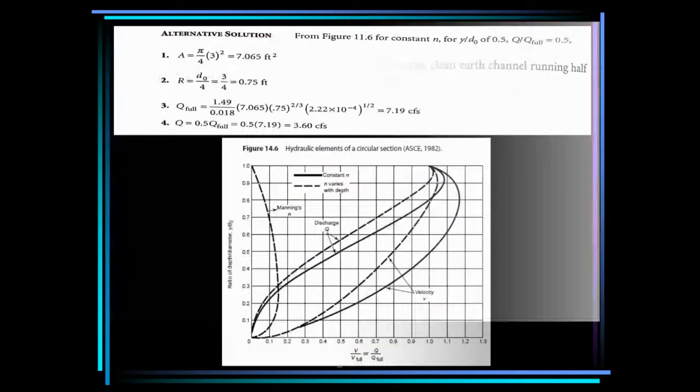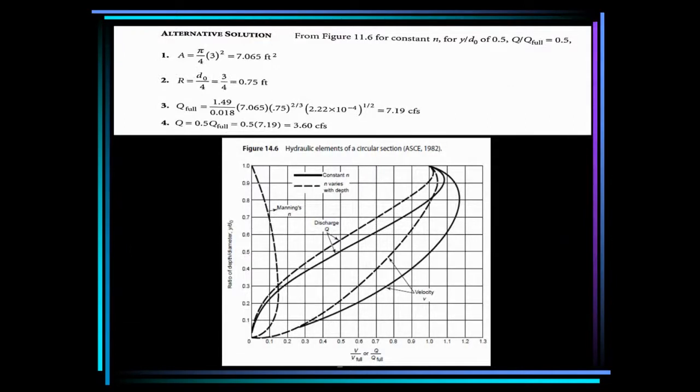We can do this in another way, that is to find the area of the full pipe, which is a circular section, pi D squared over 4. Then the hydraulic radius, to find the equivalent, R is equal to D over 4. How do we arrive at this? Hydraulic radius in open channel is area over wetted perimeter.